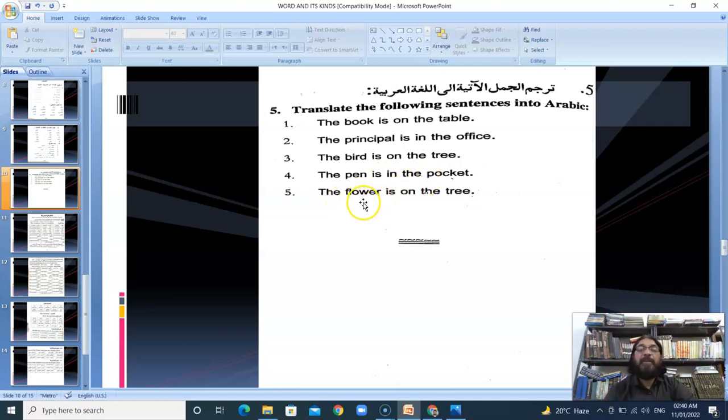The flower, what is the meaning of flower? Az-zahru. Tree, you know, and on, you know. The flower, az-zahru ala shajari, the flower is on the tree. So this is also very, very important for the final examinations.